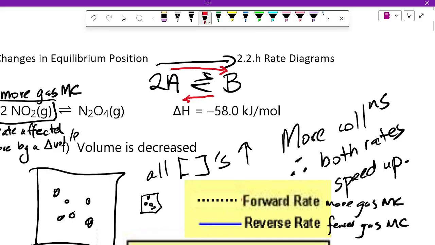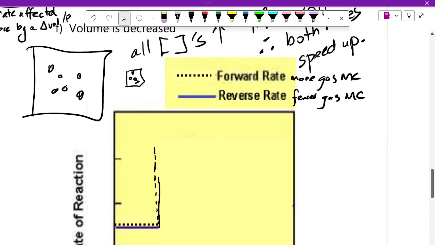Why does the forward rate spike up? Because it has more gas molecules. Because you're affecting two concentrations. Yeah? Because it's a squared term rather than just a single term. Okay. So our forward rate speeds up more, and then what will happen is that the two rates will end up meeting in the middle.